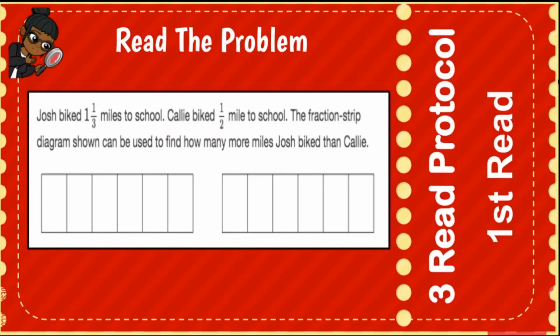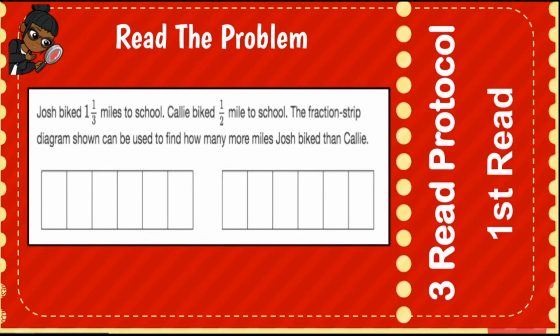Now we have time for one more problem. Again, we're going to start with reading the problem. Josh biked 1 1/3 miles to school. Callie biked half mile to school. The fraction strip diagram shown can be used to find how many more miles Josh biked than Callie. What is this problem about? It's about Josh and Callie riding to school.